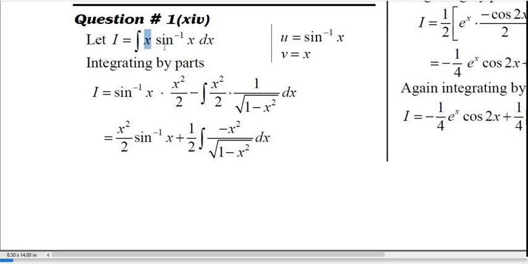The derivative of the first function sine inverse of x is 1 over square root of 1 minus x squared dx. Next, multiplying x squared upon 2 by sine inverse of x, we get x squared divided by 2 sine inverse of x plus. Here we take plus, and this minus shifts from the inner function. At this sign of minus we write plus, and here we write minus, because plus minus minus, again this function becomes this one.